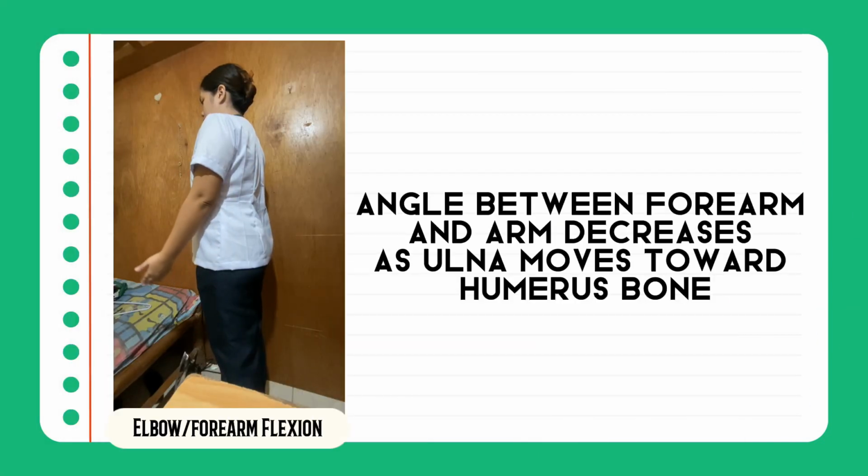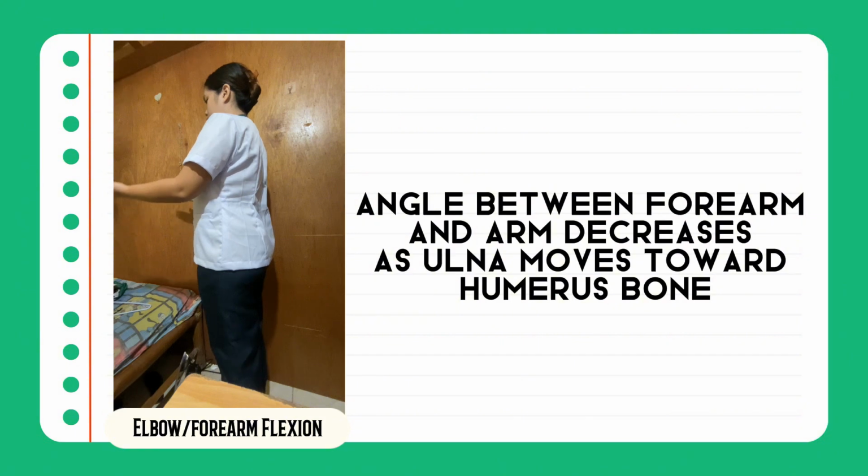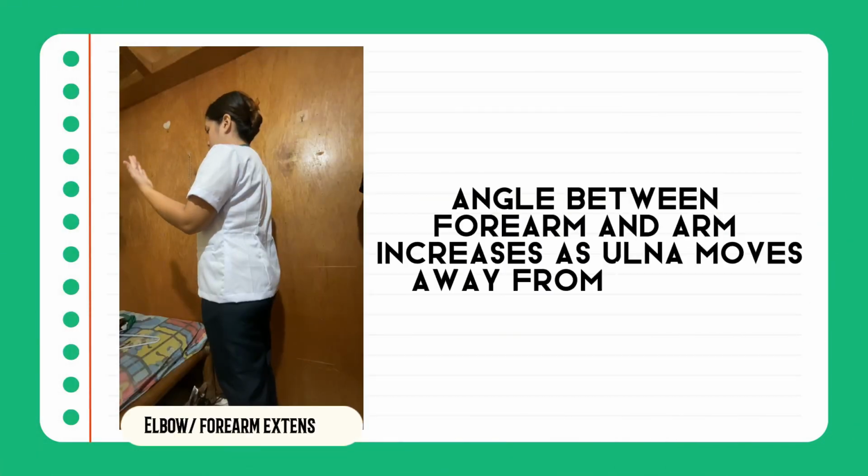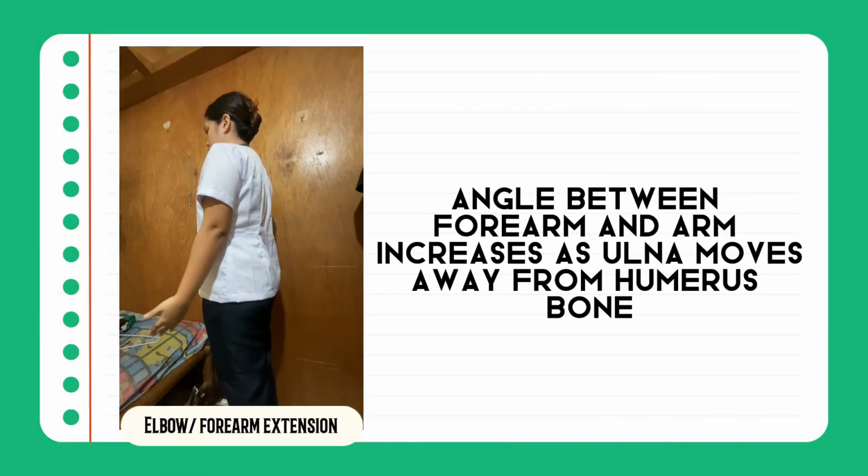Elbow flexion, or what we call forearm flexion, occurs when the angle between forearm and arm decreases, allowing the ulna of the forearm to move closer toward the humerus bone. In contrast, elbow extension, also called forearm extension, occurs when the forearm moves away from arms, increasing the angle between those bones.